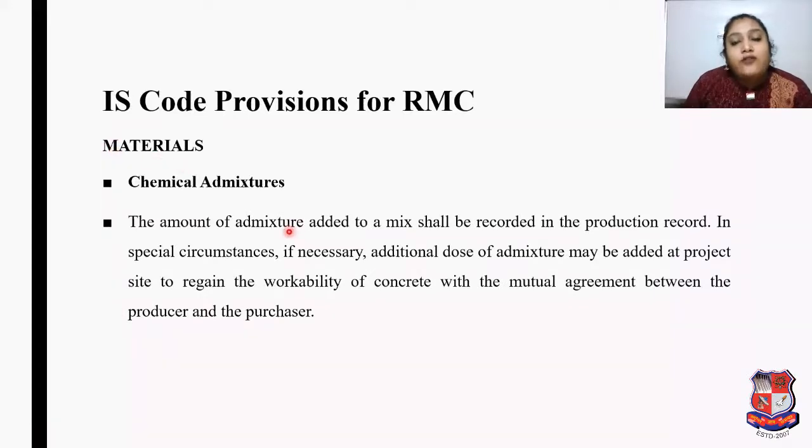The amount of admixture added to a mix shall be recorded in the production record. In special circumstances, if necessary, an additional dose of admixture may be added at the project site to regain the workability of concrete, with the mutual agreement between the producer and purchaser.